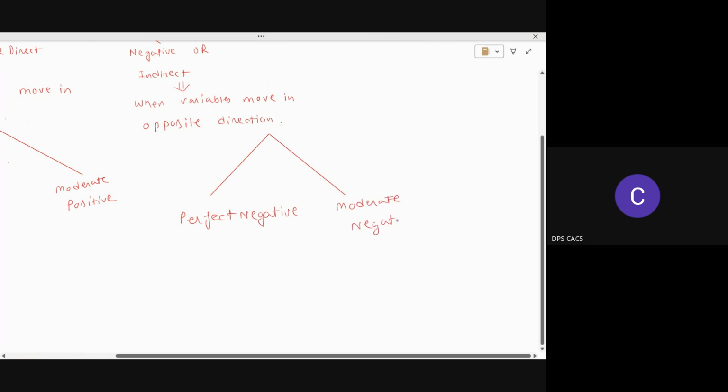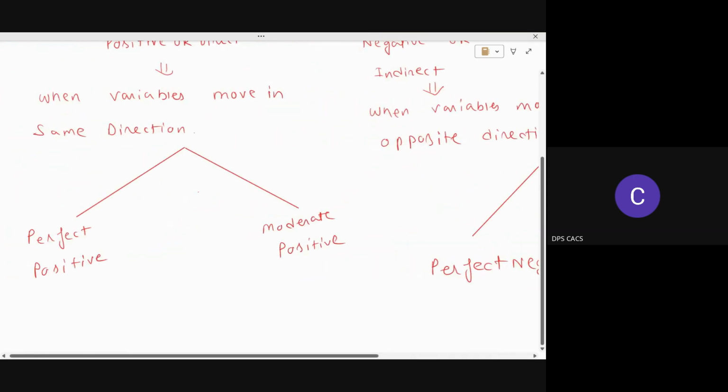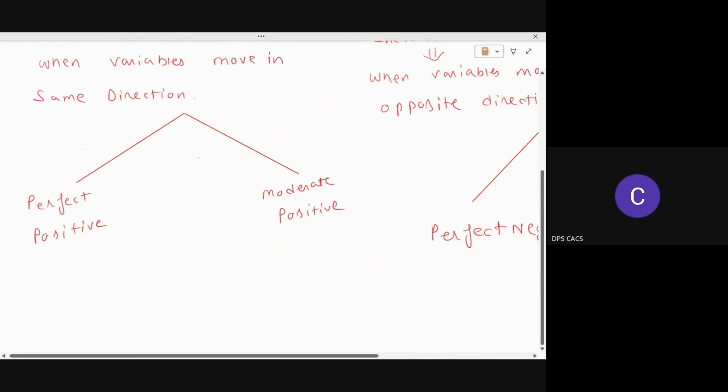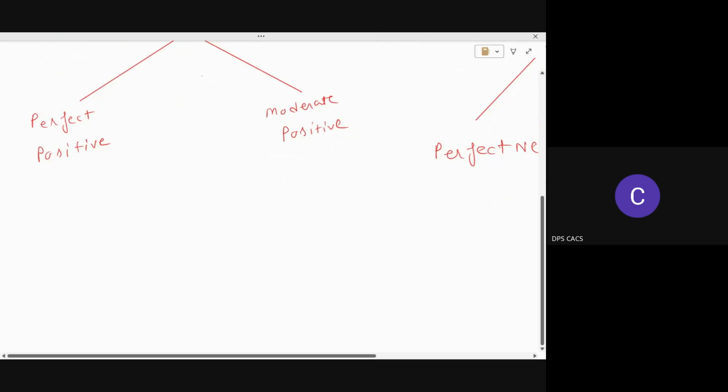Now, what do you mean by perfect positive correlation? Perfect positive, moderate positive, perfect negative, moderate negative, right? Perfect positive क्या होता है? When variables are moving in same direction, positive. We know that. दोनों अगर same direction जा रहे हैं, positive. And if they are moving with same value, then perfect.